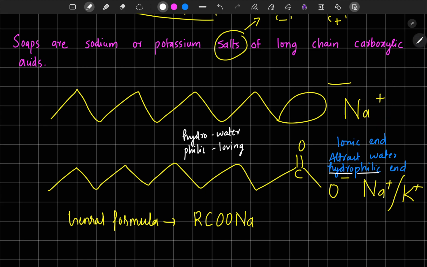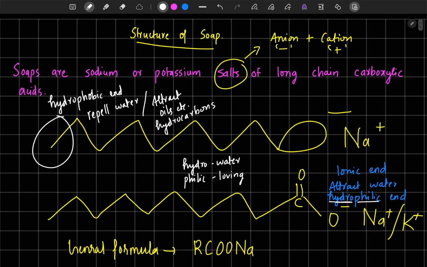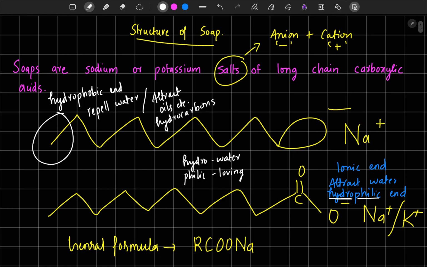And you know what this other end is called? This end is called the hydrophobic end. This end will repel water, but it will attract hydrocarbons, oils, etc., because they are hydrocarbons. So it will attract hydrocarbons, but this end will repel water. These are the things you need to know about soap. So this is the structure of soap.